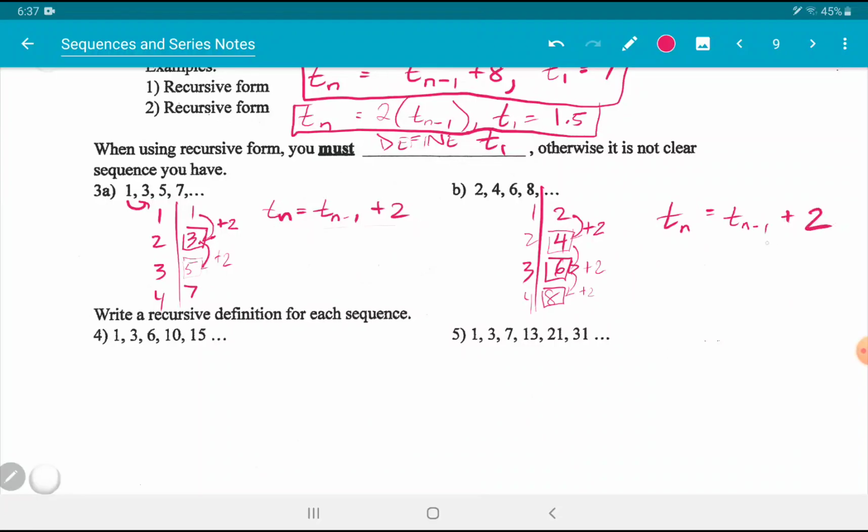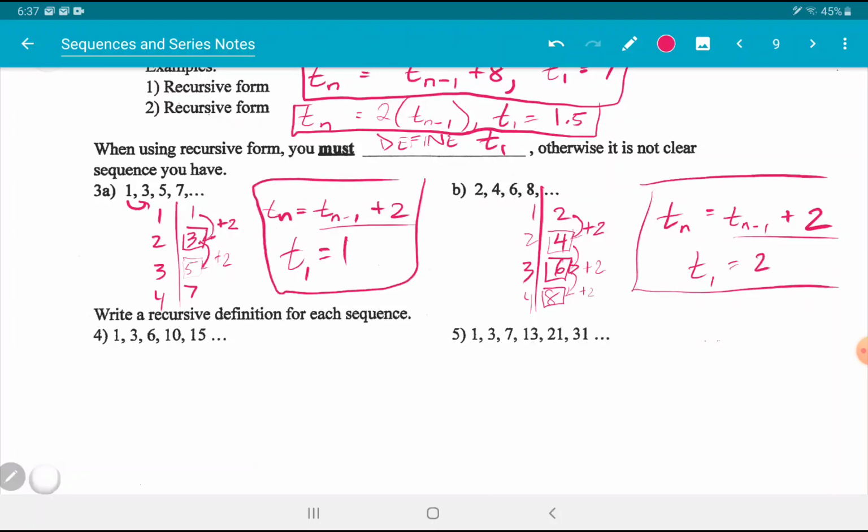But that's weird. I get the exact same formula in both 3a and 3b. This is why it's crucial to say what t sub 1 is. If I actually get that the first term is 1, now I get the sequence 1, 3, 5, 7. If I got the first term to be 2, now I get the sequence 2, 4, 6, 8. So it's really important you state what t sub 1 is.